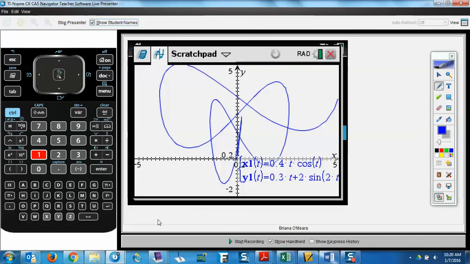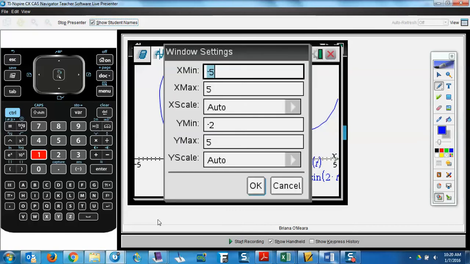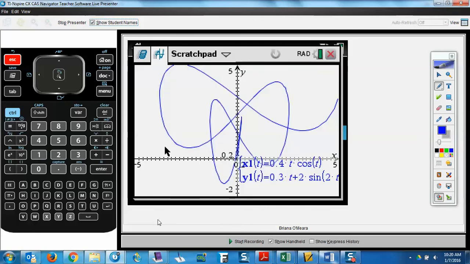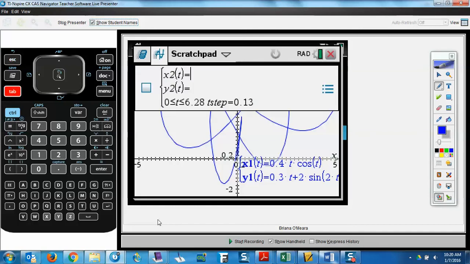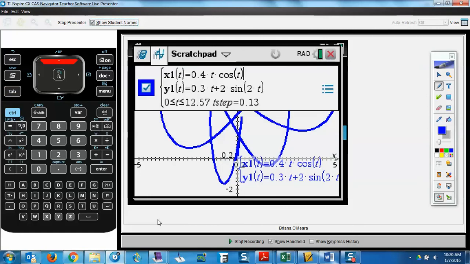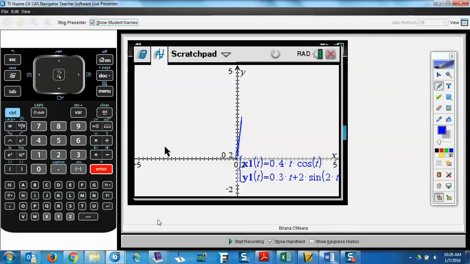So go to window settings again, and hit escape out of that. So in other words, what he's doing is he's going up and then he comes back down right here. So we only want this little piece of it here, don't we? So let's hit tab, and do an arrow up, and for our T, instead of 12.57, let's make that 1.8. Okay, hit enter. So now we only get that little piece of it.